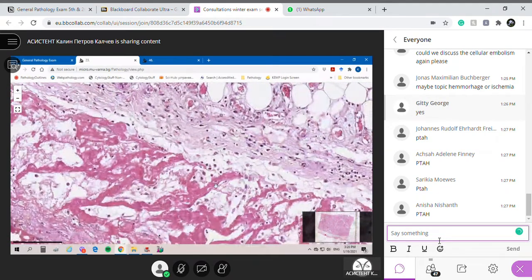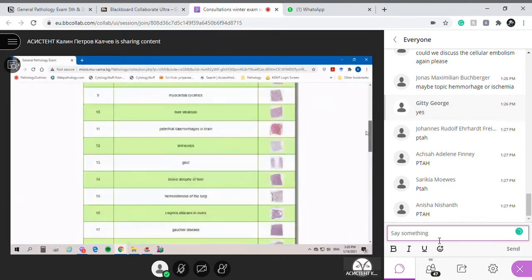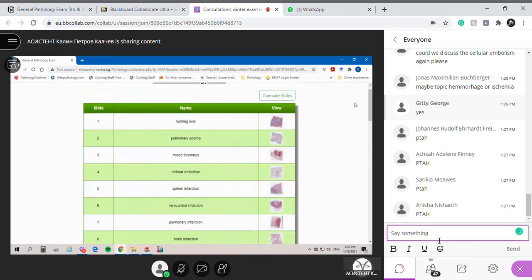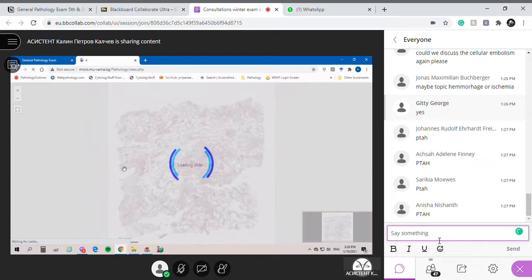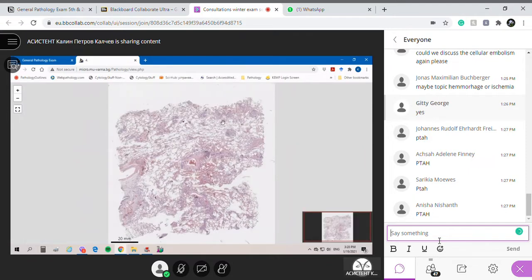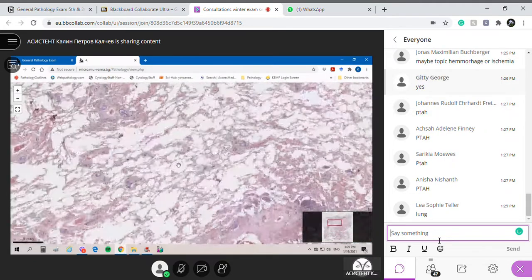So you wanted to ask about the cellular embolism. Cellular embolism was in the first slides, maybe 4 or 5. Okay, slide number 4. What about the organ here? Can you tell? What is the organ?